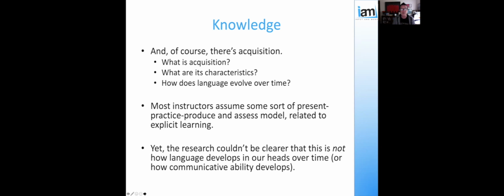But the research couldn't be clearer in that this is not how language develops in our heads. And it's not how communicative ability or even proficiency develops over time as some kind of skill or some kind of language use. Remember, there's language in your head, and then there's communication, which uses language or deploys language in some way to express and interpret meaning.